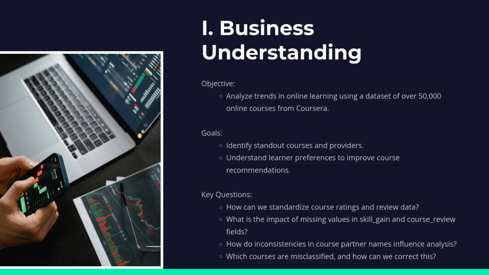To achieve this, we will explore several key questions. For instance, how can we standardize course ratings and reviews to ensure they are consistent and accurate? We also need to consider the impact of missing data. What happens when important information like skills gained or course reviews is not available? Furthermore, we will investigate how inconsistencies in the names of course providers can affect our analysis and whether there are any courses that are misclassified which we can correct.